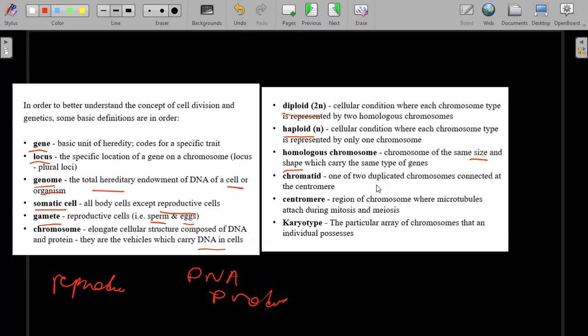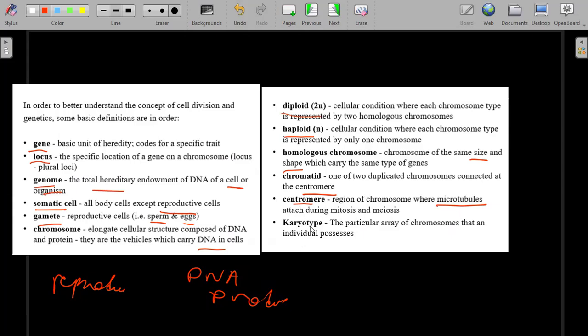A chromatid is one of the two duplicated chromosomes connected at the centromere. That's what a chromatid is. Then a centromere is the region of the chromosome where microtubules attach during mitosis and meiosis. So it's a region of your chromosome where your microtubules are going to attach during meiosis and mitosis.